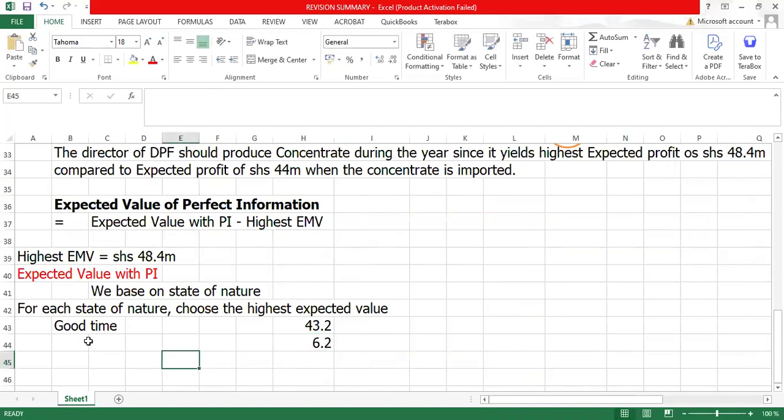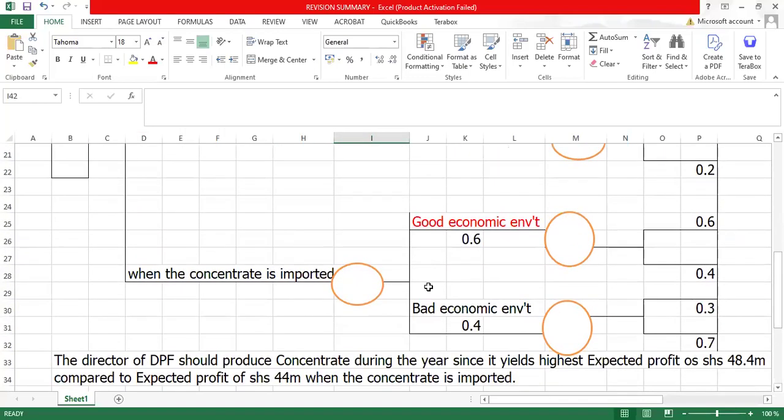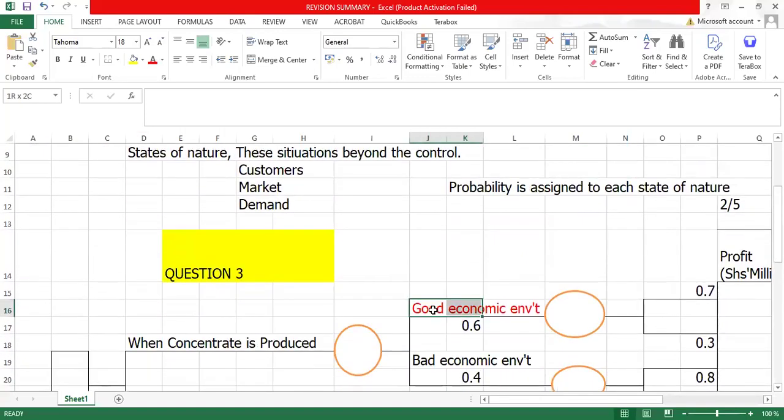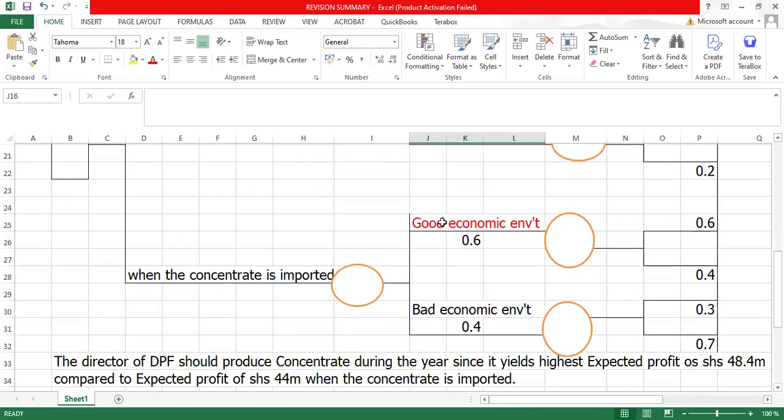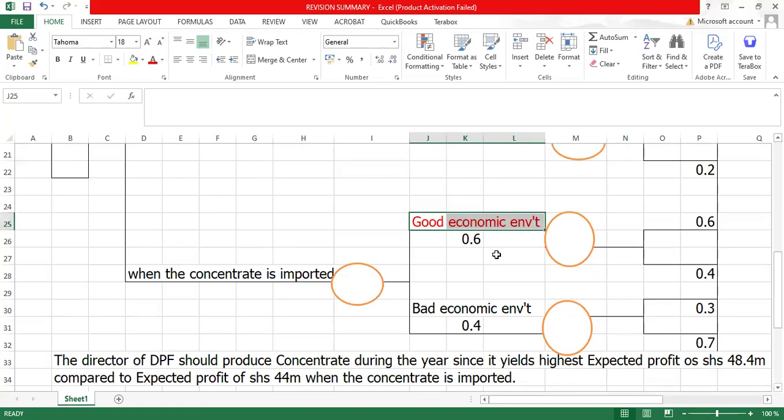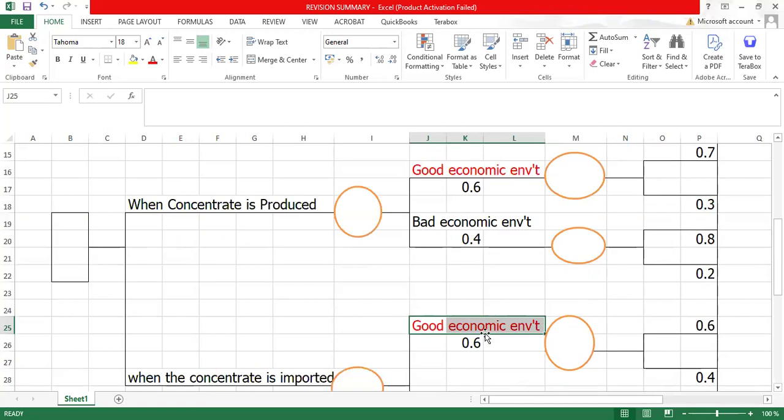But colleagues, are you picking what I'm doing? Nandi, don't keep quiet. We are trying to get expected value with perfect information. How do you get that? You base on states of nature, and for each state of nature, you choose the highest expected value. This is your state of nature, good time. Remember, you have good economic environment here, and you also have good economic environment here. So analyze all the values and choose the highest, wherever you have good economic environment.